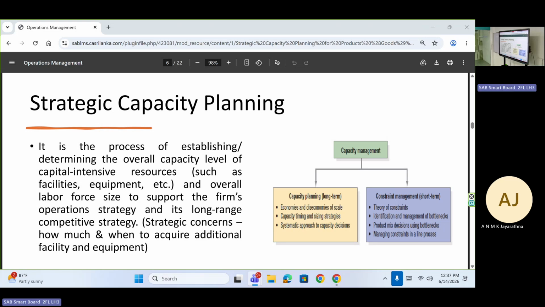Then write down the second one, I mean the second categorization. Short-term capacity management. Short-term capacity management. For that, we don't use the term planning. We just mention it as short-term capacity management. Long-term we plan, and short-term, we manage. Right? Write down two examples.